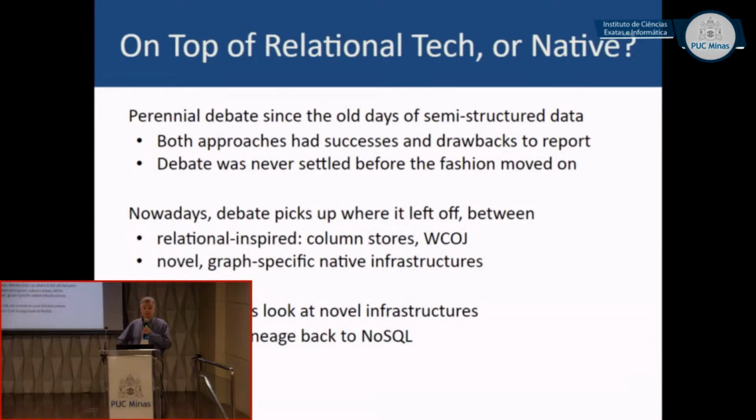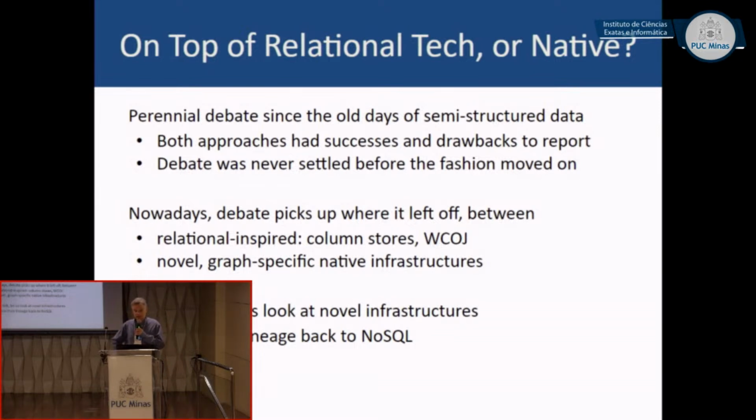Now, as soon as you revisit the foundations, you find yourself in the exact same debate that we had in the 90s. How do you build a graph database? Do you put it on top of relational backends? Or do you build something native from scratch? And both approaches had nice successes to show in the 90s. None of them really emerged as the winner, and the debate was for a while forgotten as we moved on.